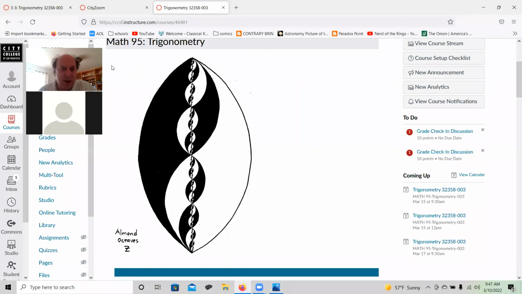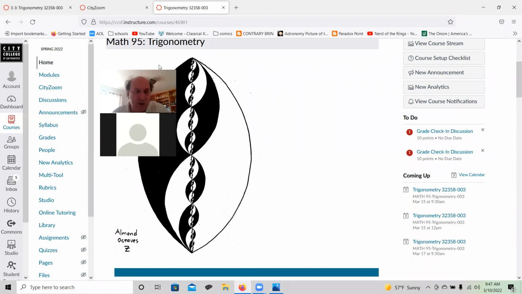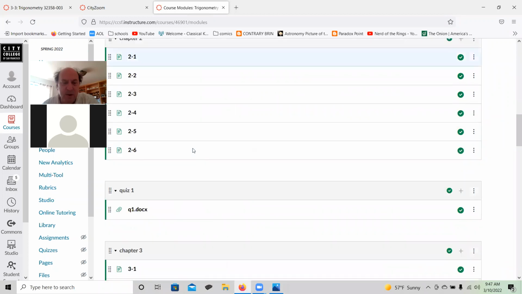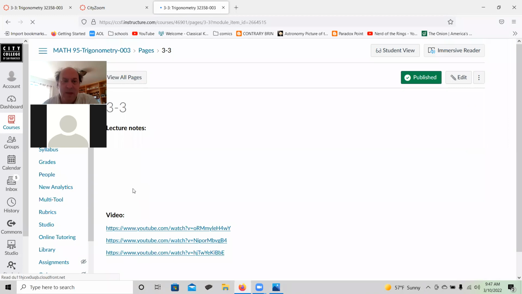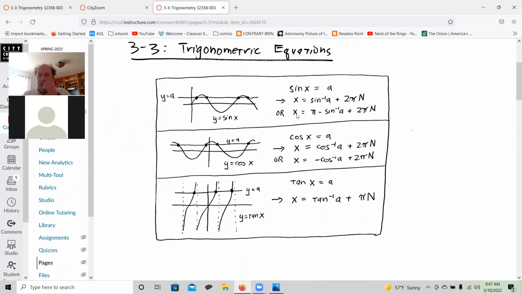All right, for today, we shall get on with the modules. Module 3.3, excuse me. Trigonometric equations. Okay, here we go. All right, here we go. A trigonometric equation will have sine x equals a constant, cosine x equals a constant, tan x equals a constant. Solve for x.